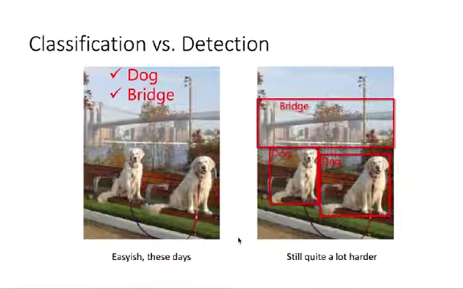So, what is classification versus detection? If you have a picture with a bridge and a dog, classification means you are just processing the image and finding what all objects are present inside the image. You are just telling that there's a dog in the image or there's a bridge in the image. Detection means properly telling where the dog or the bridge exists in the image, which is very hard to find.